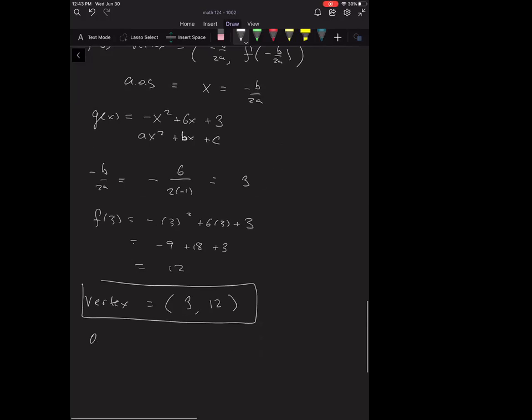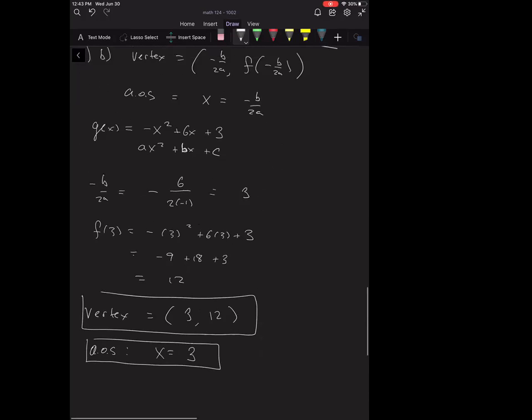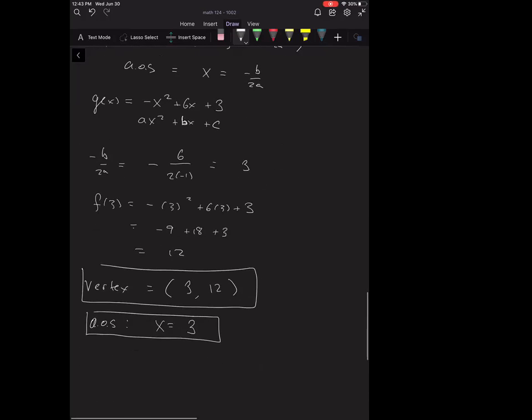Our axis of symmetry, well, that's just going to be x is equal to 3, since negative b over 2a was 3. And now do we have a max or a min? Well, our a value in this problem is equal to minus 1, which is less than 0. And whenever we had an a value of less than 0, this means that we're going to have a maximum.